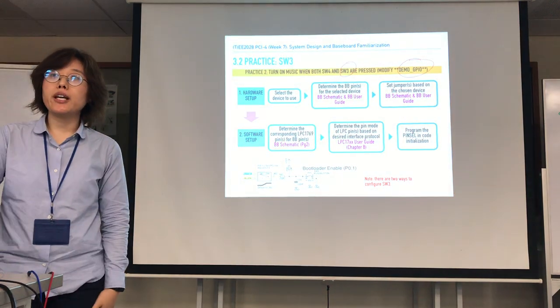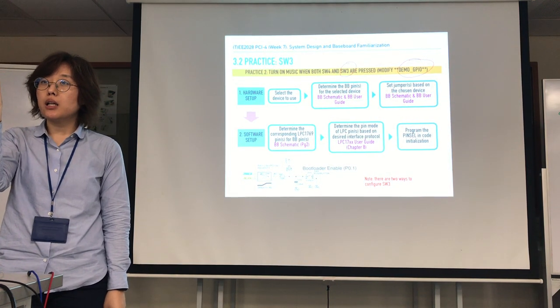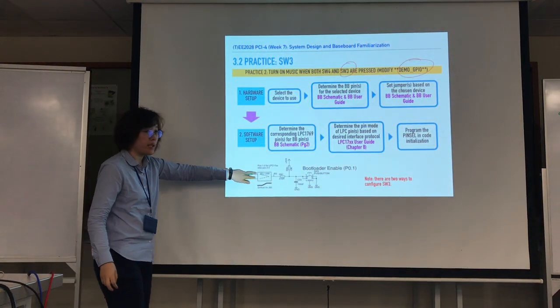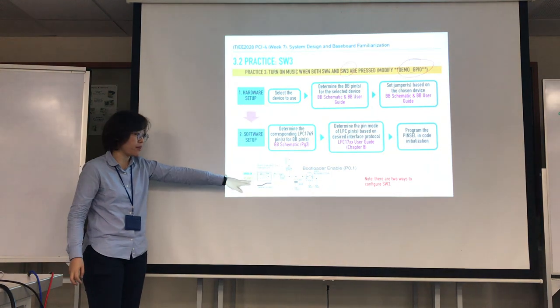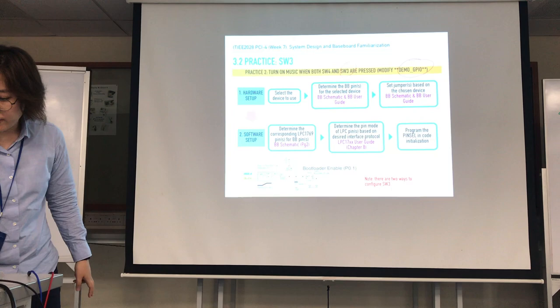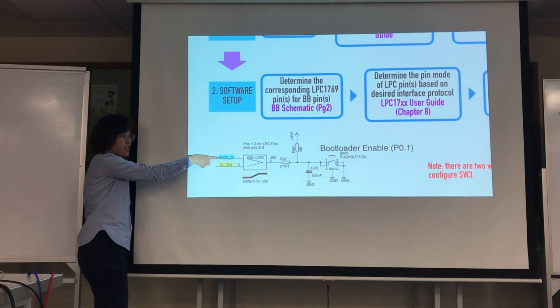For SW3, you need to figure out which jumper. That's step one. Different from SW4, there are actually two possibilities for SW3. This is the schematic of SW3. And you can see that you can either use this pin or this pin to monitor your SW3.